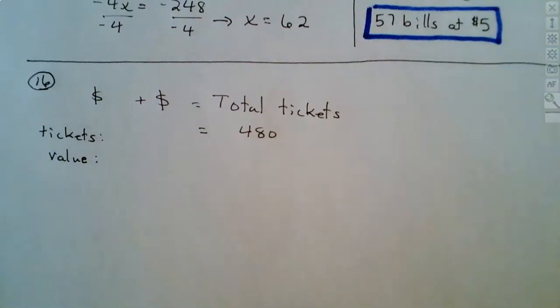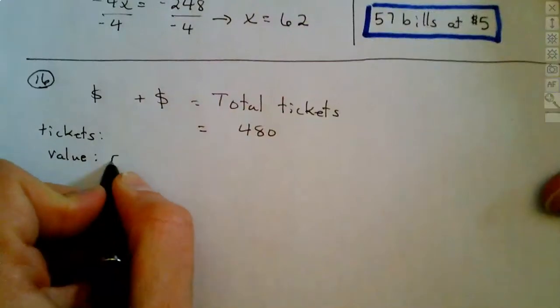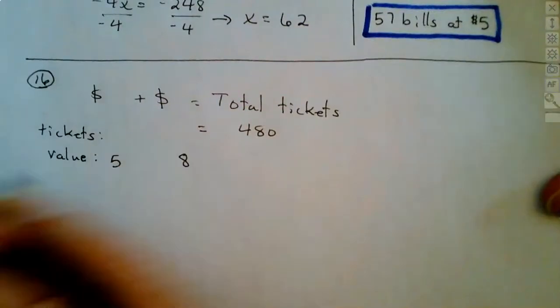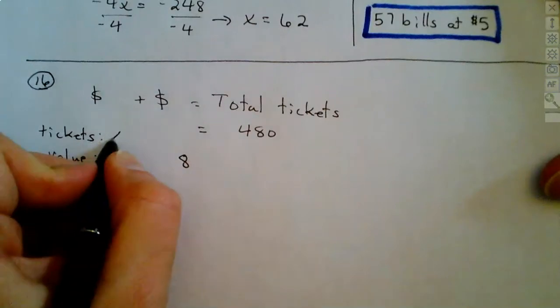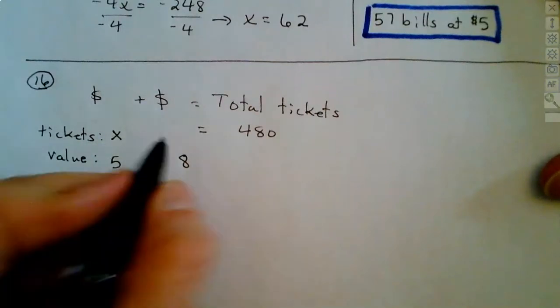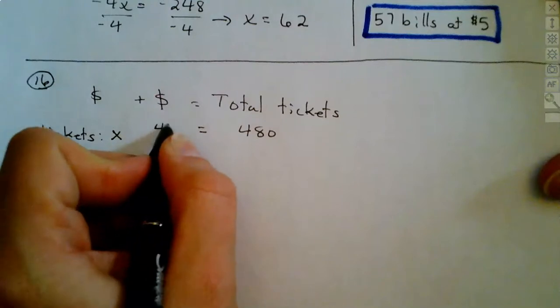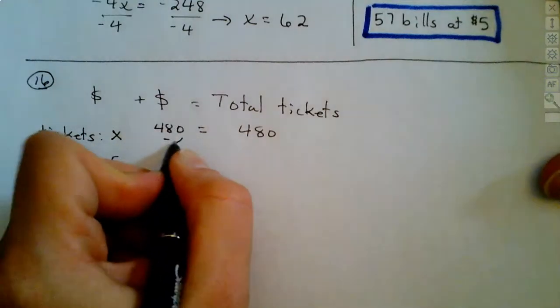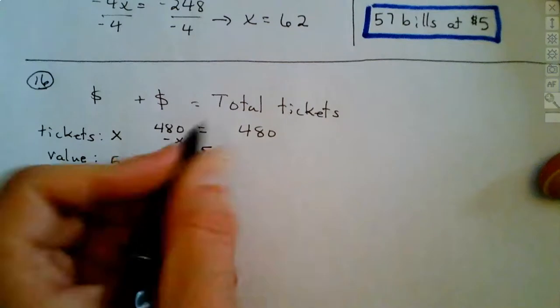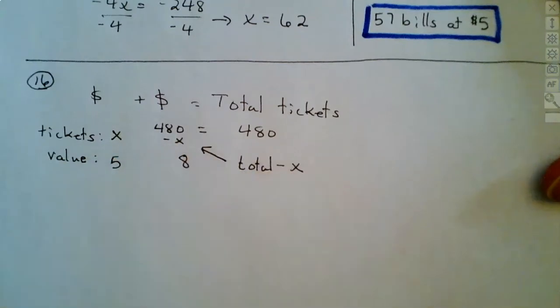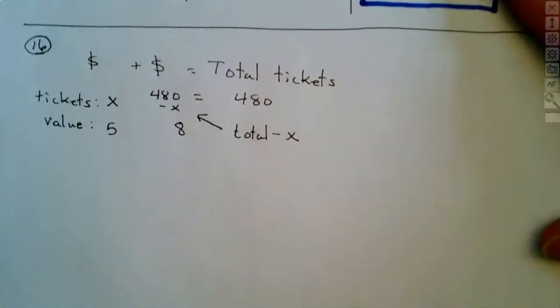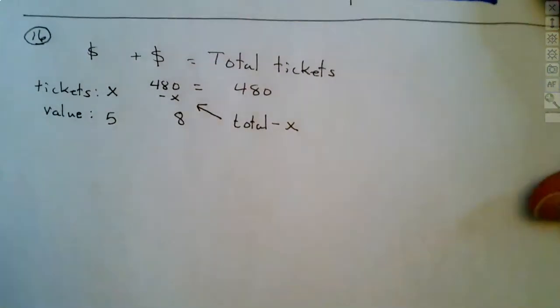So we've got two types of tickets. They're $5 and $8. And just like many of the others, we don't know how many of each one. So we'll call the first one X. The second one is going to be 480 minus X, because that is your total minus X there. Now we can build our equation.